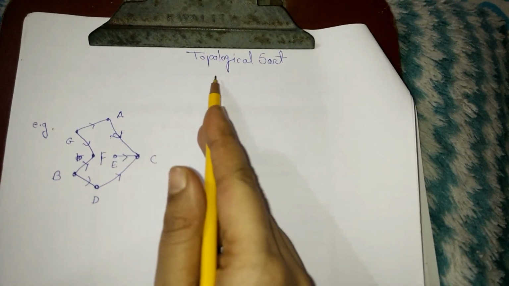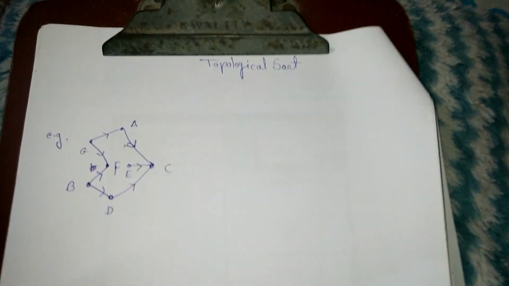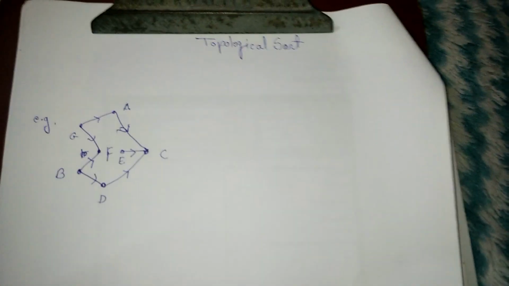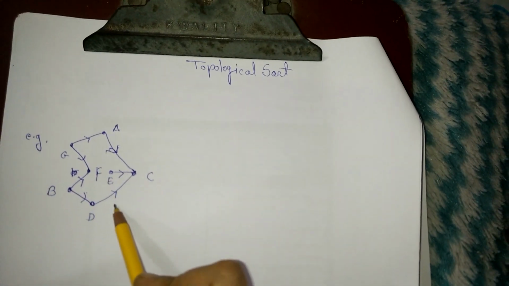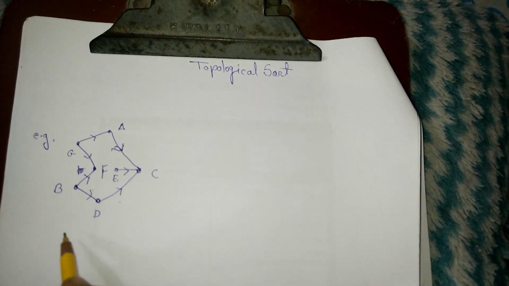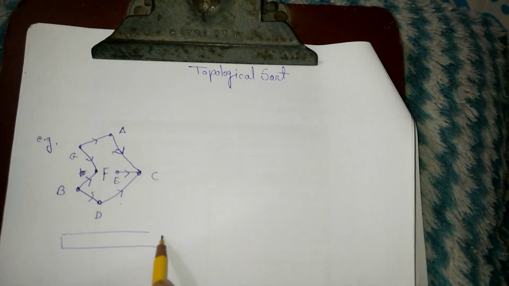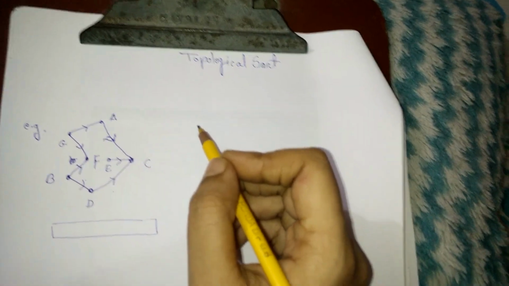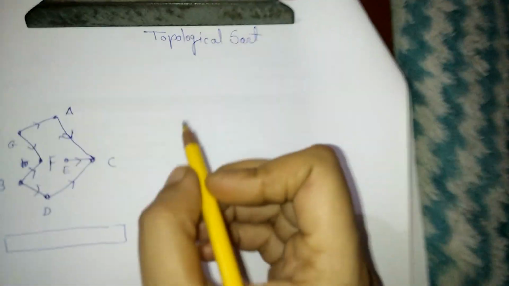The next topic that has been asked in a GATE examination based on graph is topological sort. Before we start, we will see what exactly topological sort is. Here we have a directed graph, and we have to find out the topological sort sequence of this graph. Now first let us see what the steps for finding out the topological sort are.